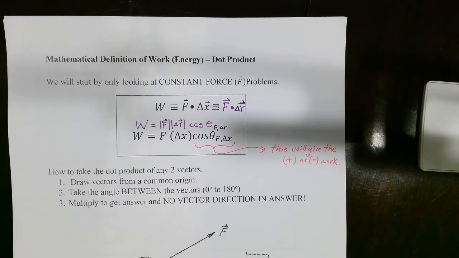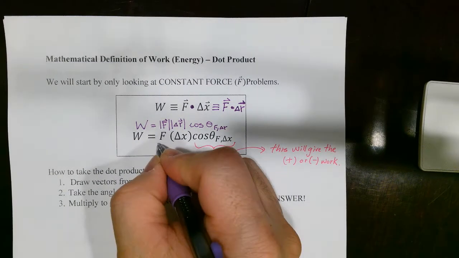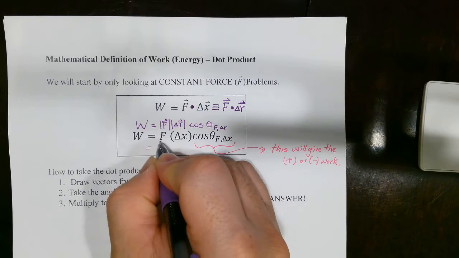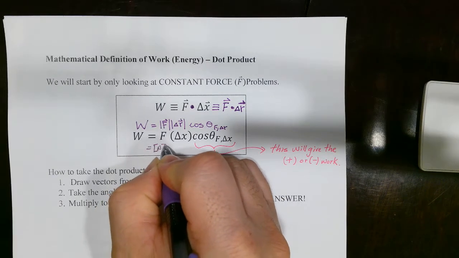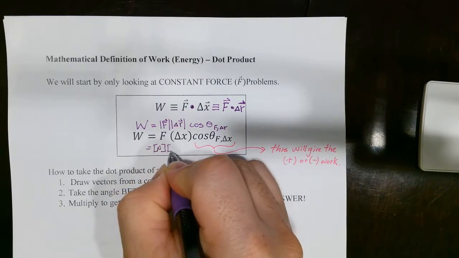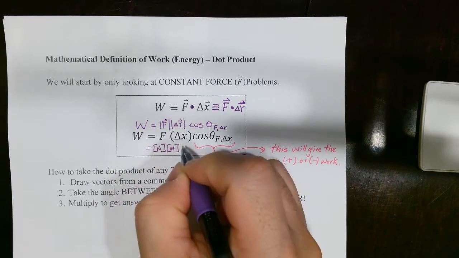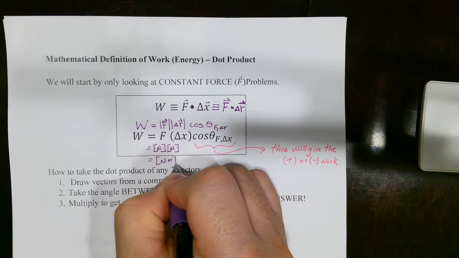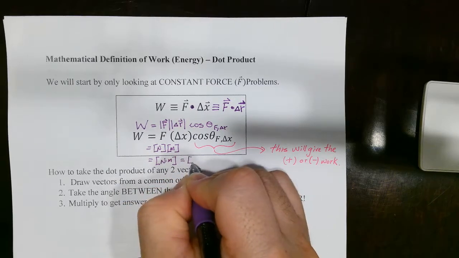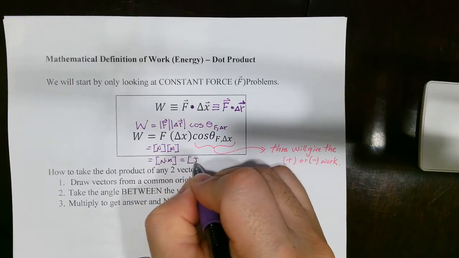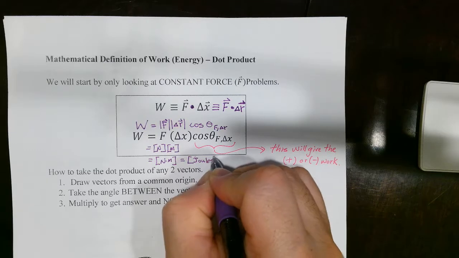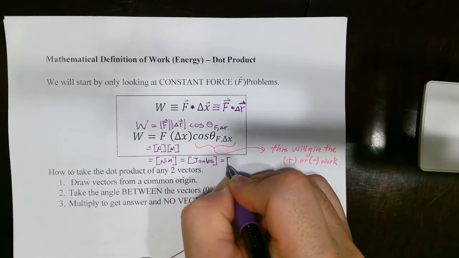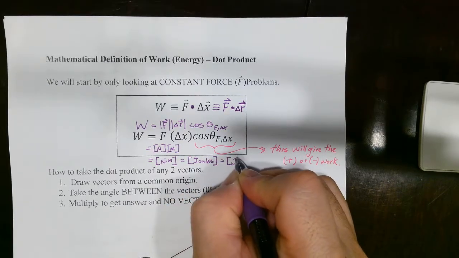And of course, the unit for force is newtons, and delta x is in meters. Therefore, this will be newton meters, and that is the same as joules. And that is just simply capital J.